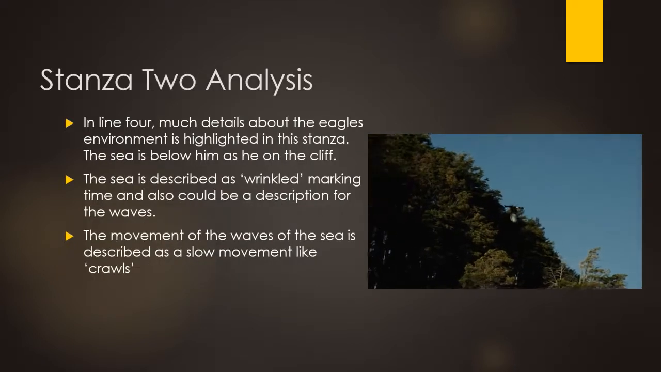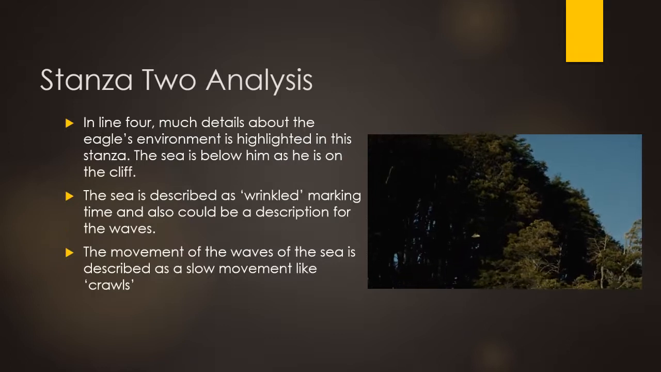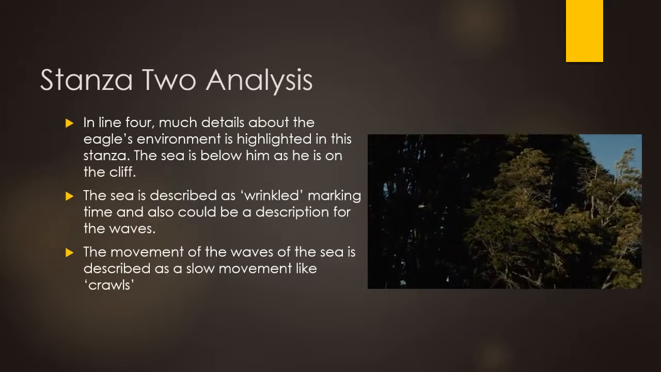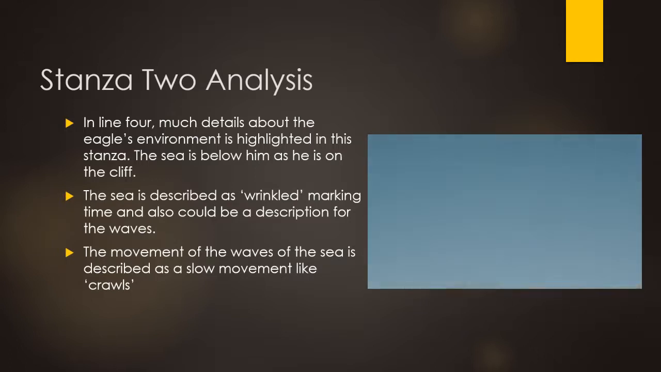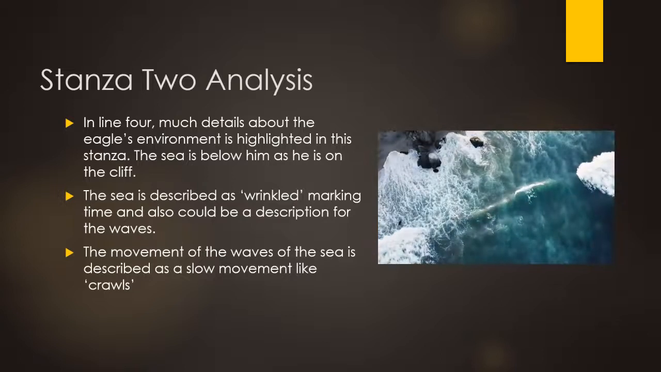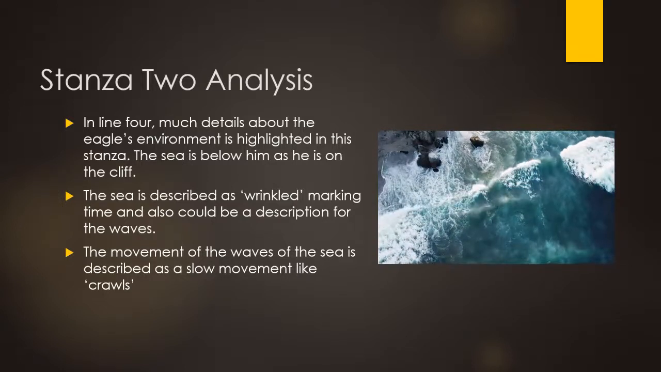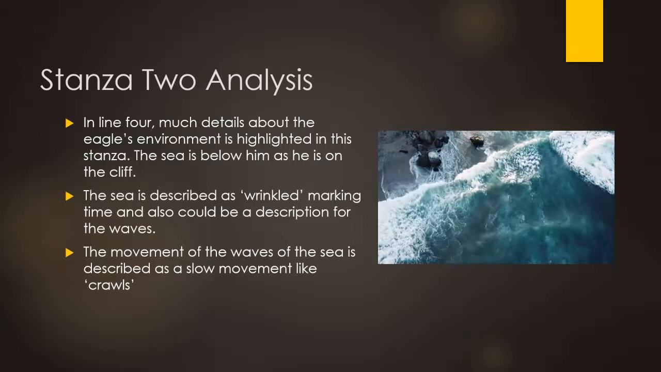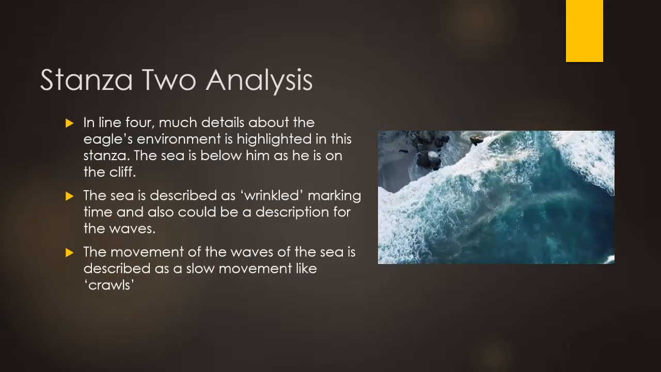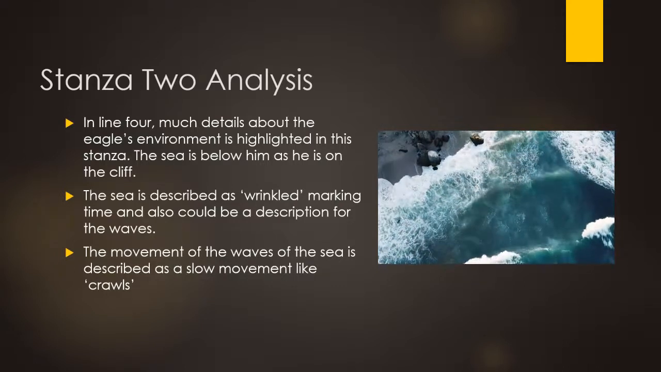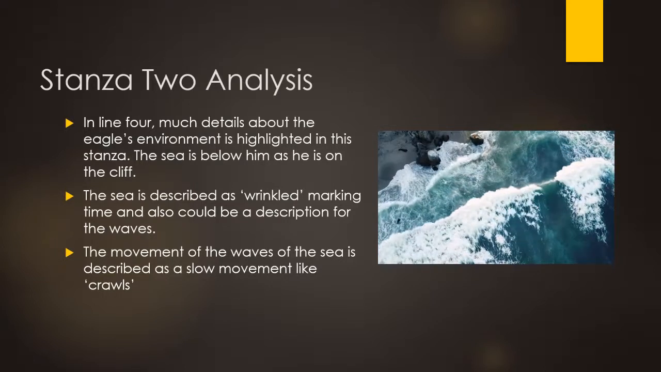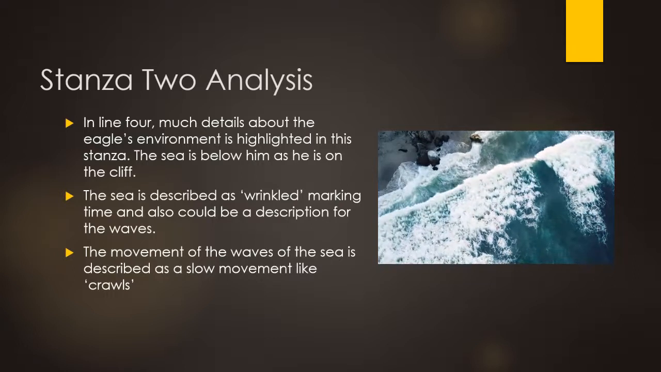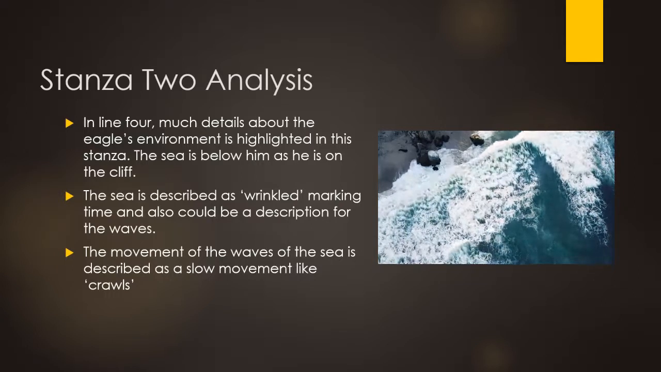Now we'll move on to stanza 2. In line 4, which is the beginning of stanza 2, more details about the eagle's environment are highlighted in this stanza. The sea below him, as he is on the cliff. The sea is described as wrinkled, marking time, because the sea has been there since the commencement of creation. And also it could be a description for the waves, because the waves are usually in lines.